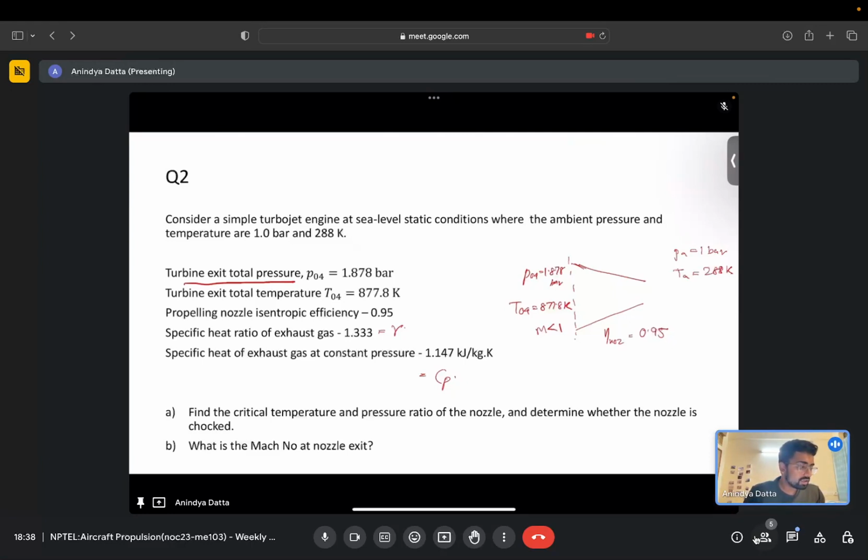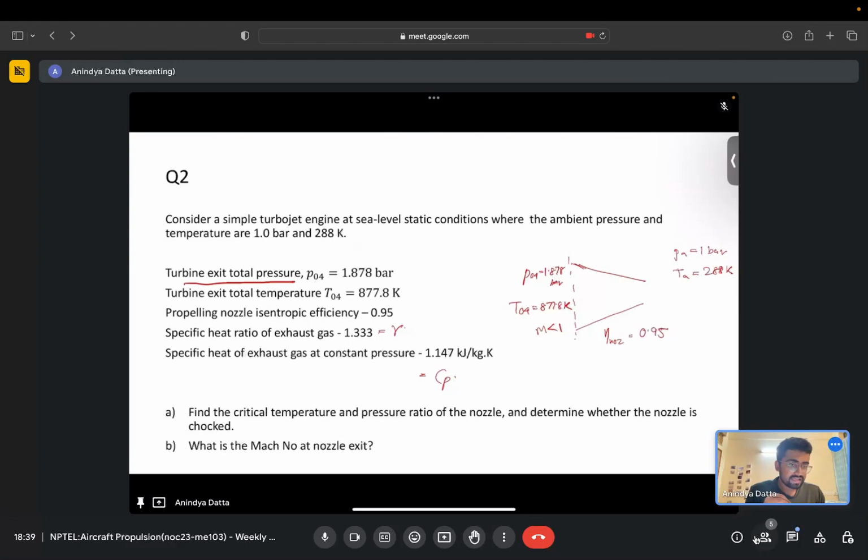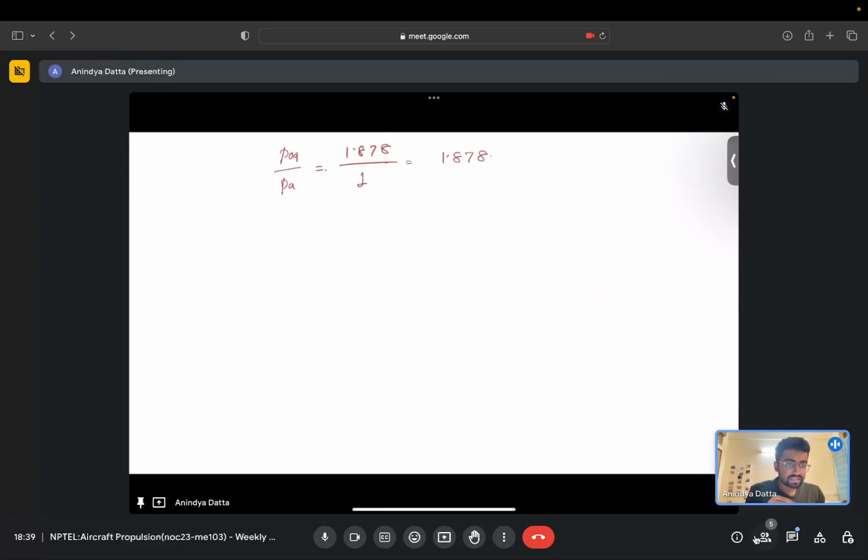So we'll know the total pressure at the nozzle inlet and the ambient pressure at the nozzle exit. From that we can get a pressure ratio, P04 by PA. This is 1.878 divided by PA, which is 1 bar, so this is 1.878, the pressure ratio between the inlet of the nozzle and the ambient conditions. This is the maximum pressure ratio possible for the nozzle.